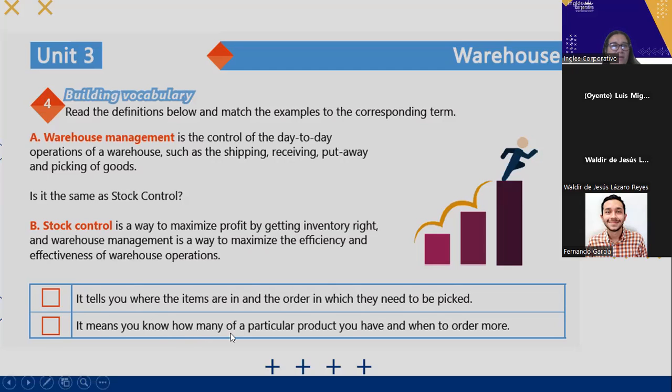And it means how many, maybe because of how many, and that involves counting, right? In making inventory of a particular product. Okay, let's leave it like that. Then the second one would be the stock control.